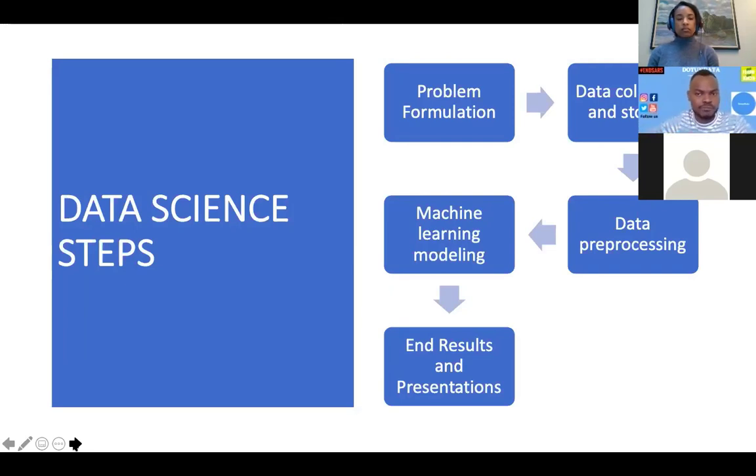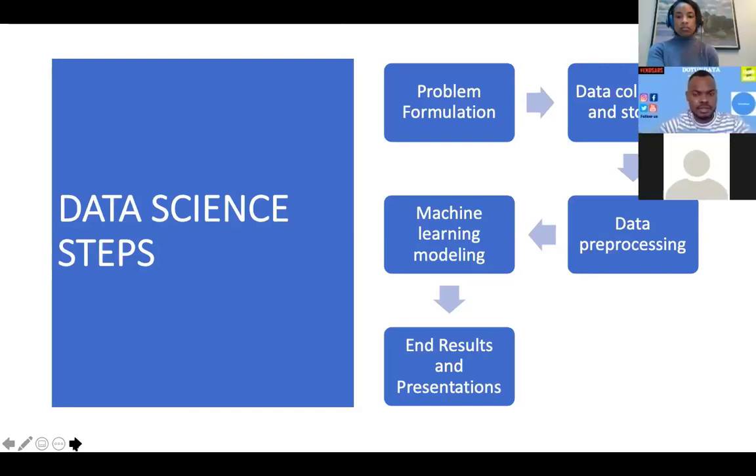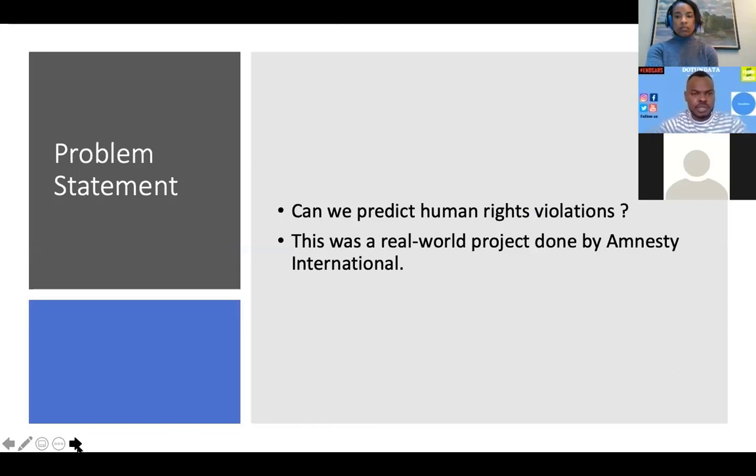So there's problem formulation, there's data collection and storage. Then you have your data preprocessing. Then you have your machine learning modeling and machine learning analysis. And from there, you get your end results and you present those end results. So for today's problem statement, like I said, we're trying to predict human rights violations. And it was a real project and it still exists by Amnesty International.